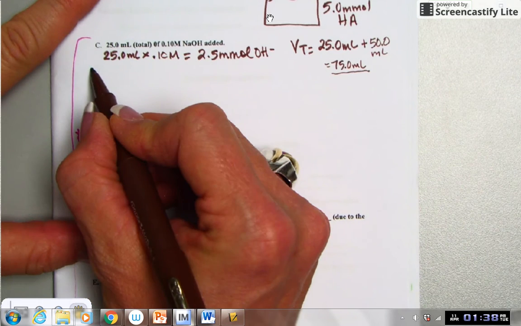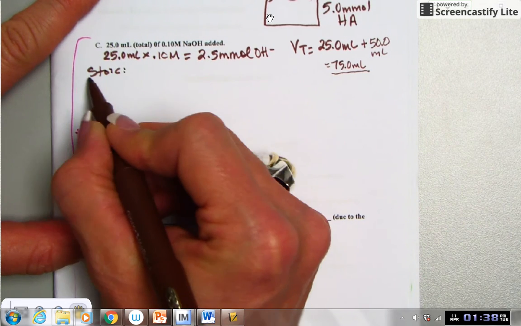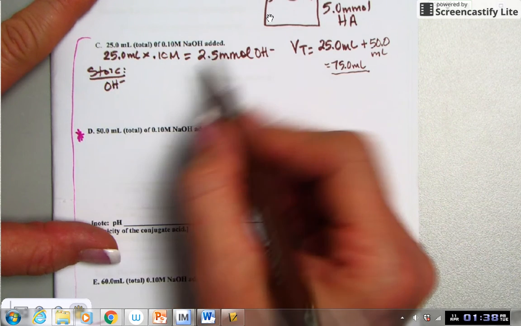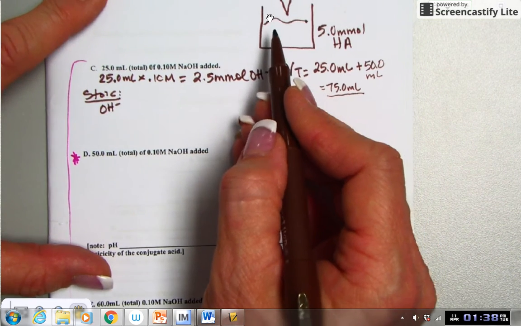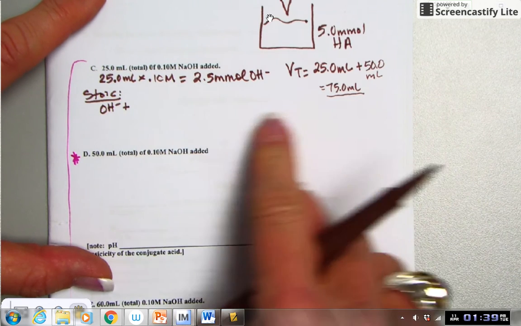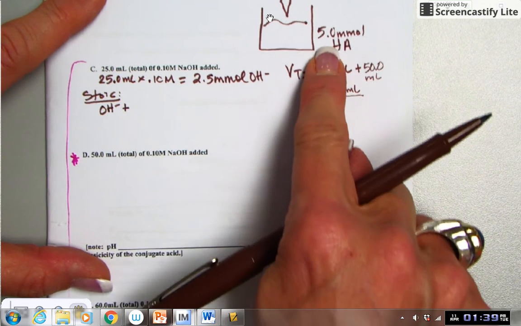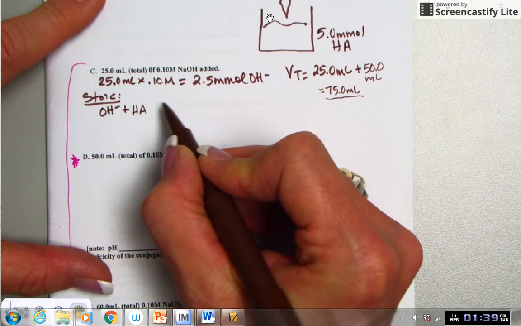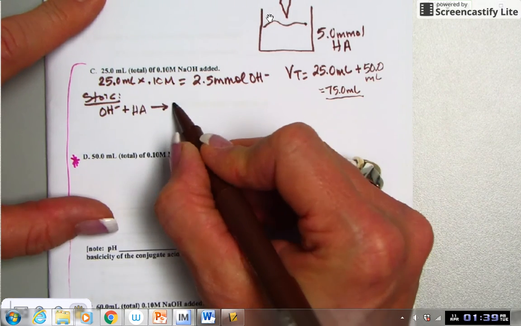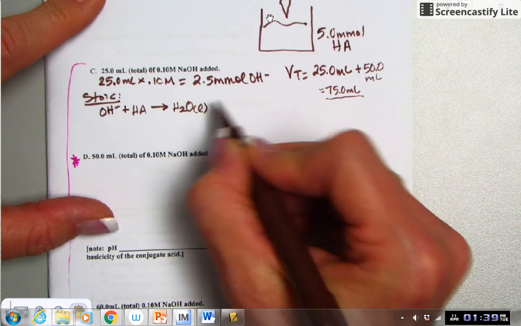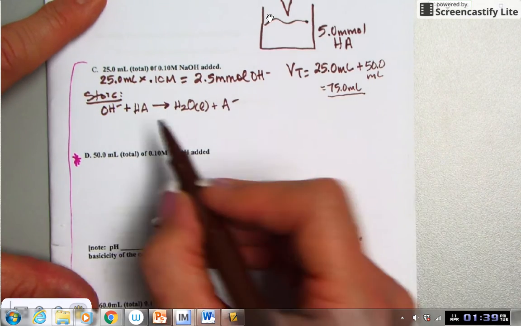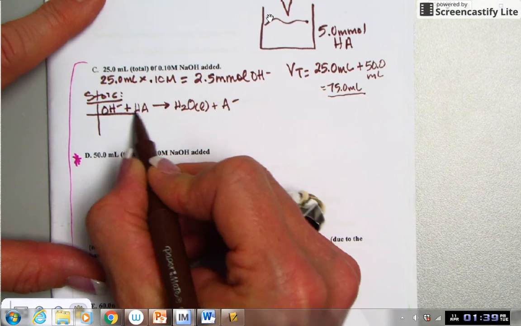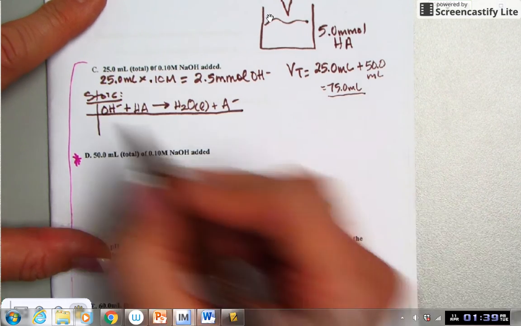So let's do our stoichiometry first. We're going to take our OH- ion from the titrant and we're going to react it with the acid that is in the flask. So HA, and this is going to form water and A minus. And it's okay with me if you use that to shorten it up, I'm kind of short on space here. But of course, this is acetic acid that we're using here.